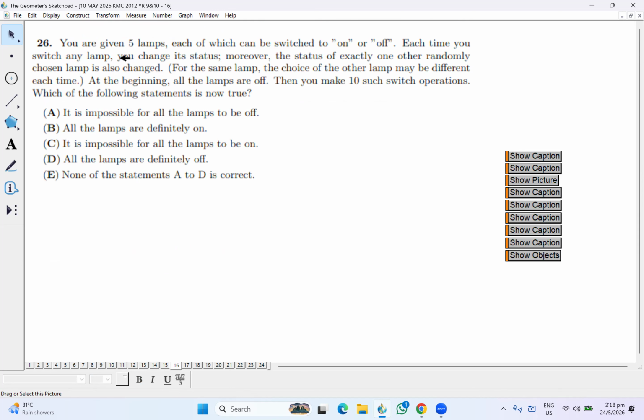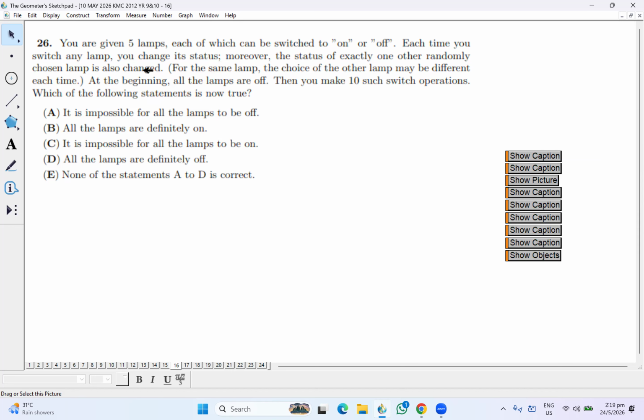You are given 5 lamps, each of which can be switched to on or off. Each time you switch any lamp, you change its status. Moreover, the status of exactly one other randomly chosen lamp is also changed. Always 2 changes. You switch one on or off, and one random.